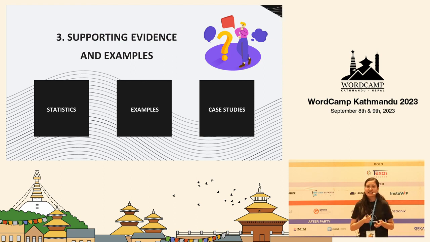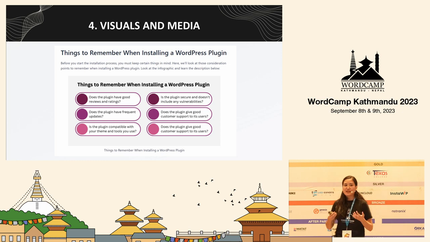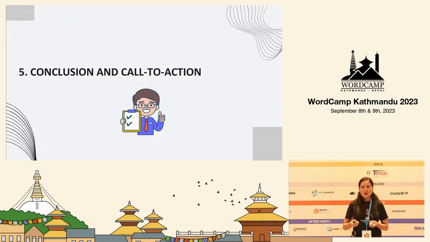After that, you can find the different visuals and media that you can include in your article and mention them in your outline. For example, they can be images, videos, or infographics. Here is an example of an infographic on one of the headings, which is things to remember when installing a WordPress plugin. So, with that, we come to the last step, which is conclusion and call to action.